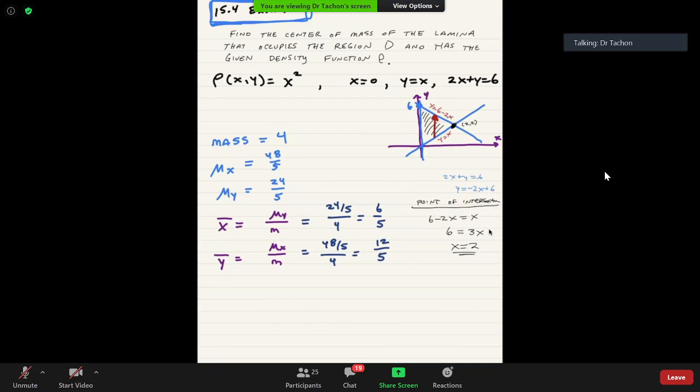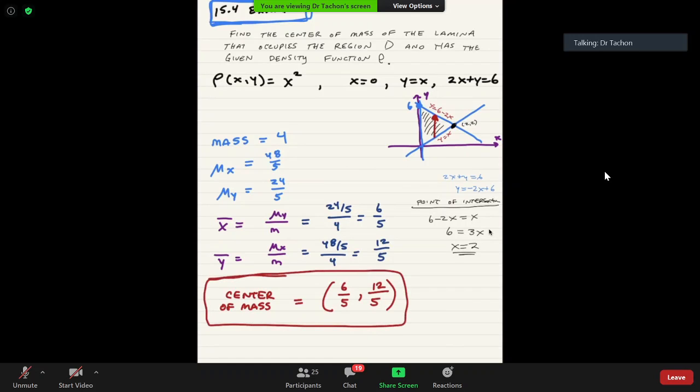So the center of mass, there's your answer. Let me double check. 6/5, 12/5. It's actually the correct answer. Okay, so this is what we're supposed to land on. This is the correct answer.